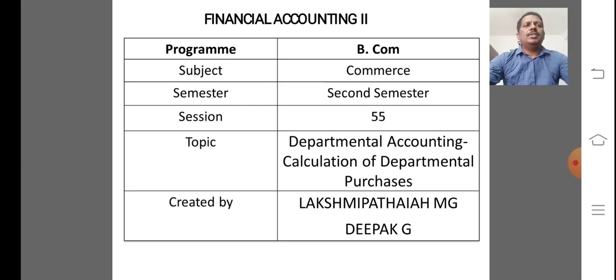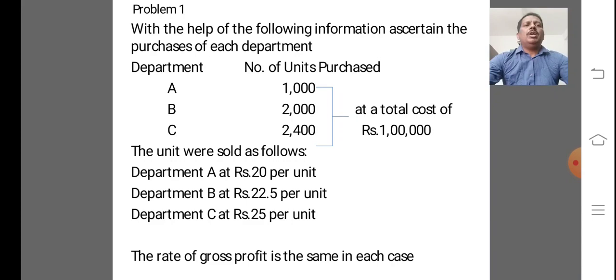Now I am discussing session number 55, departmental accounting. Under this session, I am calculating the departmental purchases. With the help of a problem, I am taking problem number 1. With the help of the following information, ascertain the purchases of each department.